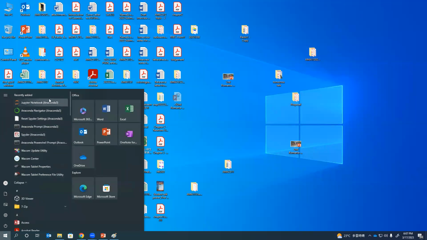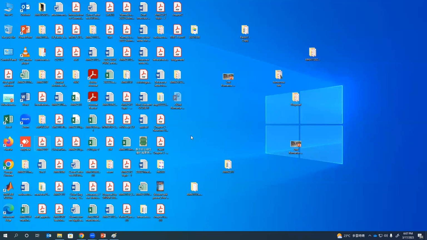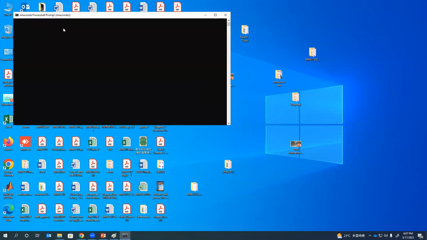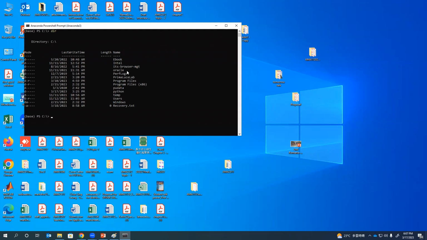open it first. On the menu, I press PowerShell prompt with Anaconda, and then I put my Python programming in. This is a DOS command. You can easily see the Python folder here, and then I enter this folder. Okay, and I can call the Python program, Jupyter notebook.